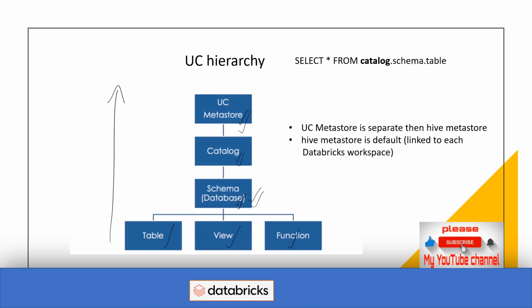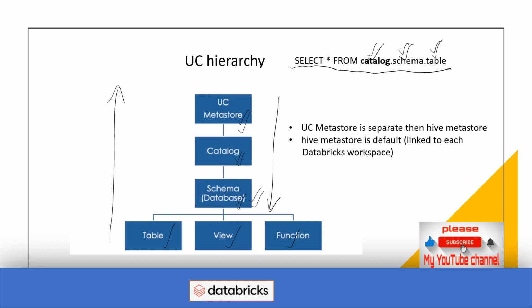If you go down, my Unity Catalog metastore will have multiple catalogs, one catalog will have multiple databases or schemas, and then you have tables, views, and functions. If you are writing a SQL query, this is your SQL query: select from catalog, then your schema name, and then table name. This is your select query.